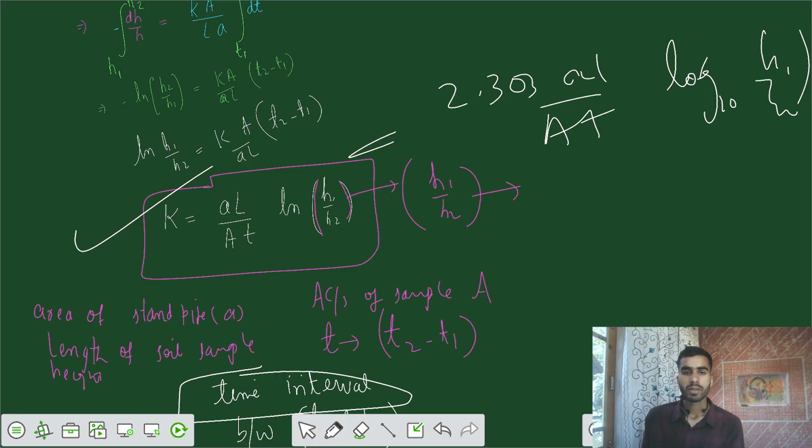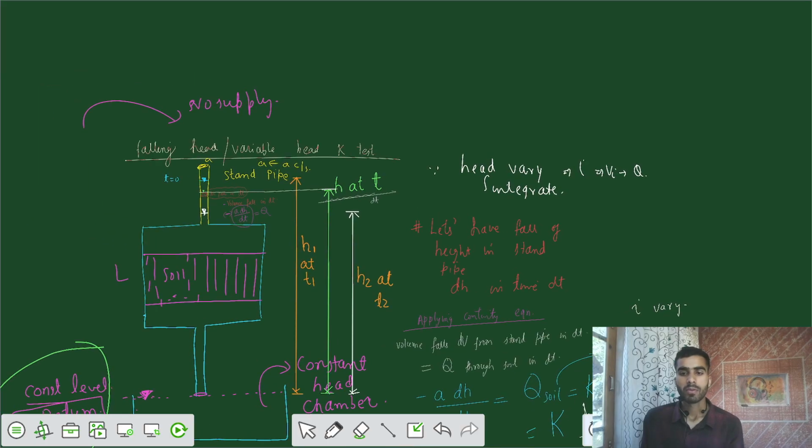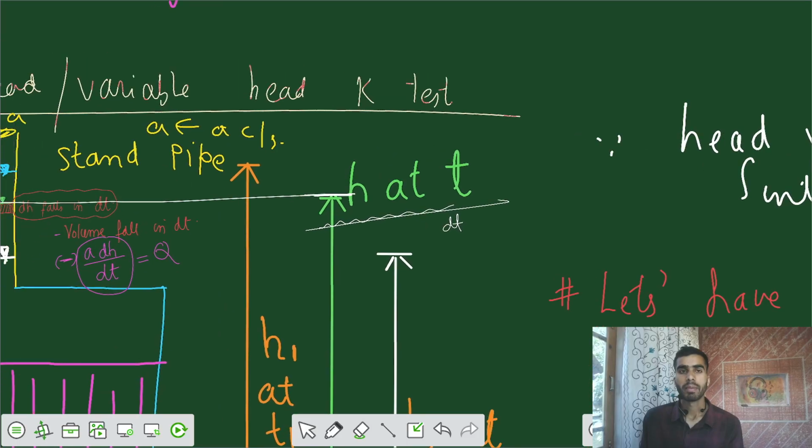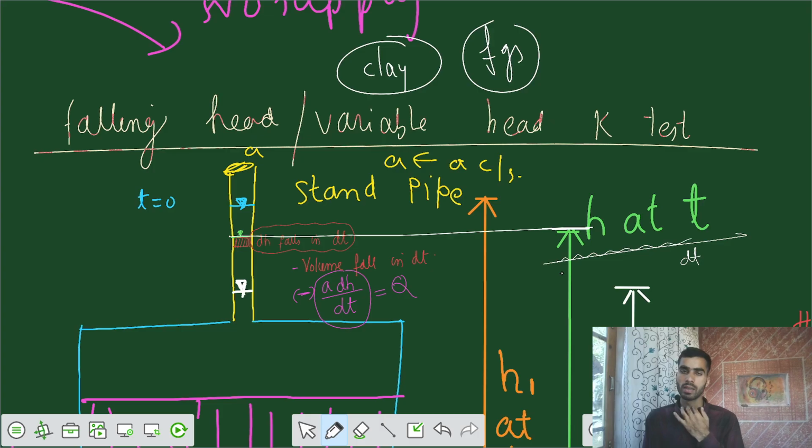Since the head is falling, this method is preferable for soils where the permeability is less, like that of clay. So this would be used for clay soils, fine-grained soils. We can write undisturbed fine-grained soils.